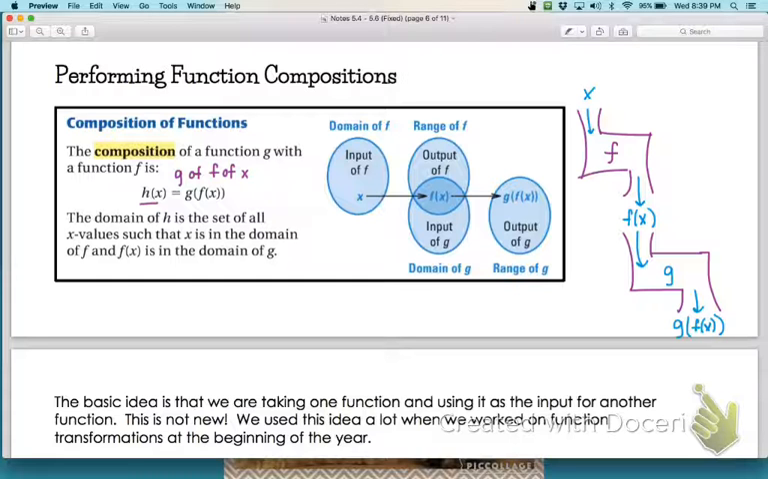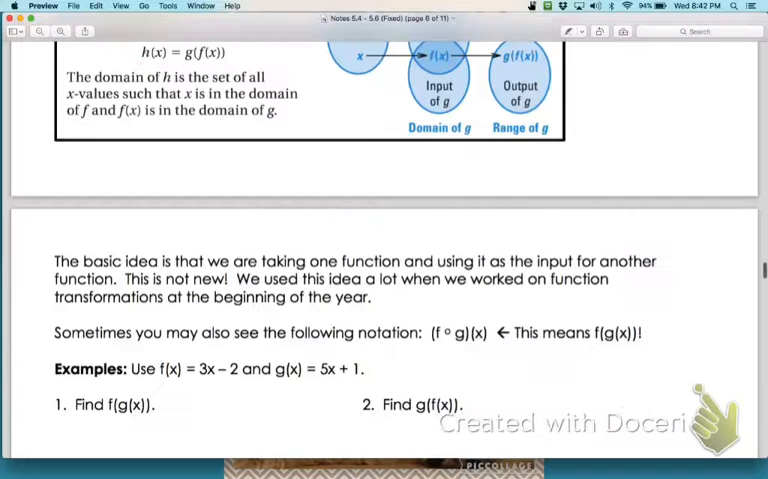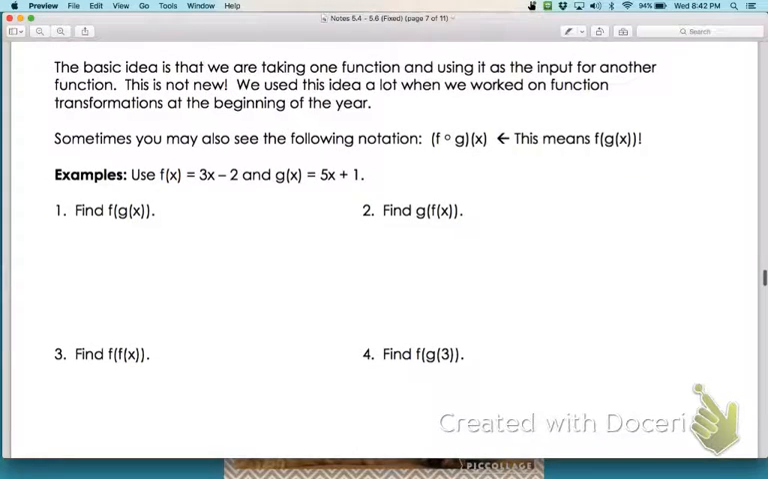So the basic idea of this is really not anything new. What we're doing is we're going to take one function and use it as the input for a different function. Remember when we did function transformations and we said a horizontal translation is f of x minus 2. So we took x minus 2 and replaced that where the x's are. It is the exact same thing.